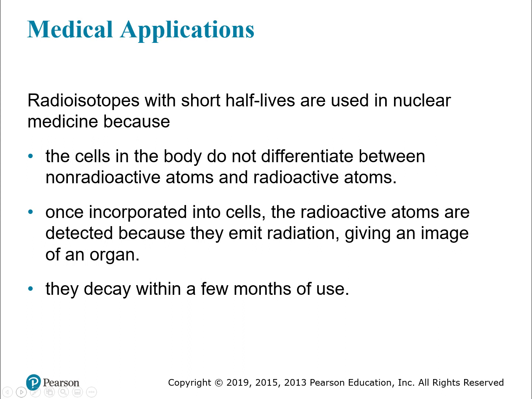Your cells do not differentiate between non-radioactive atoms and radioactive atoms. So they will incorporate whichever one is available. Once they're incorporated, those radioactive atoms are detected because they can emit radiation. That's what they do. That's how you get an image of an organ.